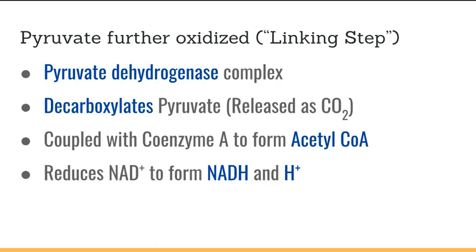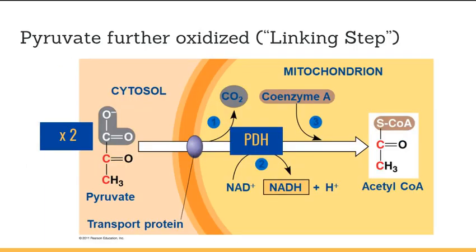The enzyme complex called pyruvate dehydrogenase will carry out 3 important steps. It will decarboxylate pyruvate and release this as carbon dioxide, then couple it with coenzyme A to form acetyl-CoA and reduce NAD+ to form NADH and proton. Each pyruvate is oxidized by pyruvate dehydrogenase so that a total of 2 acetyl-CoA, 2 NADH, 2 protons, and 2 carbon dioxide are released. These reactions are simplified in this image.